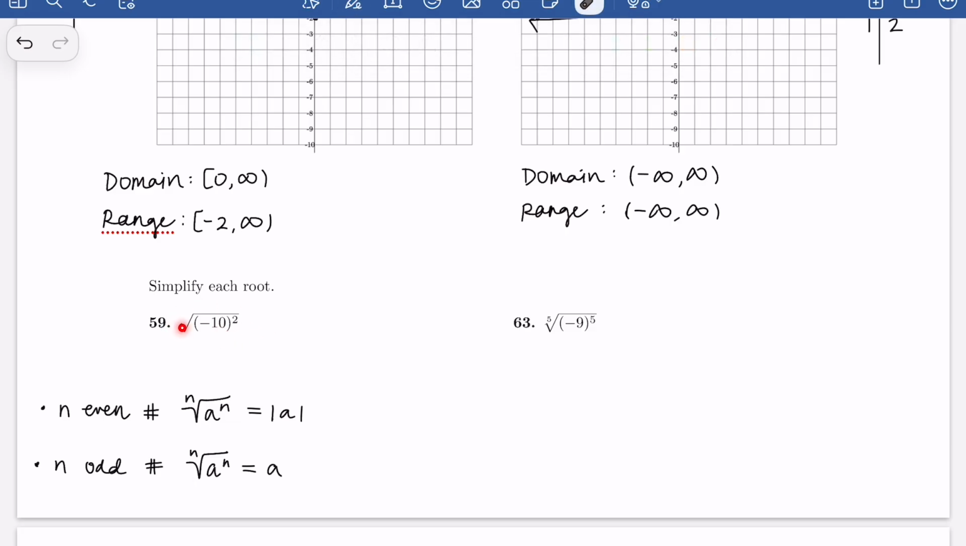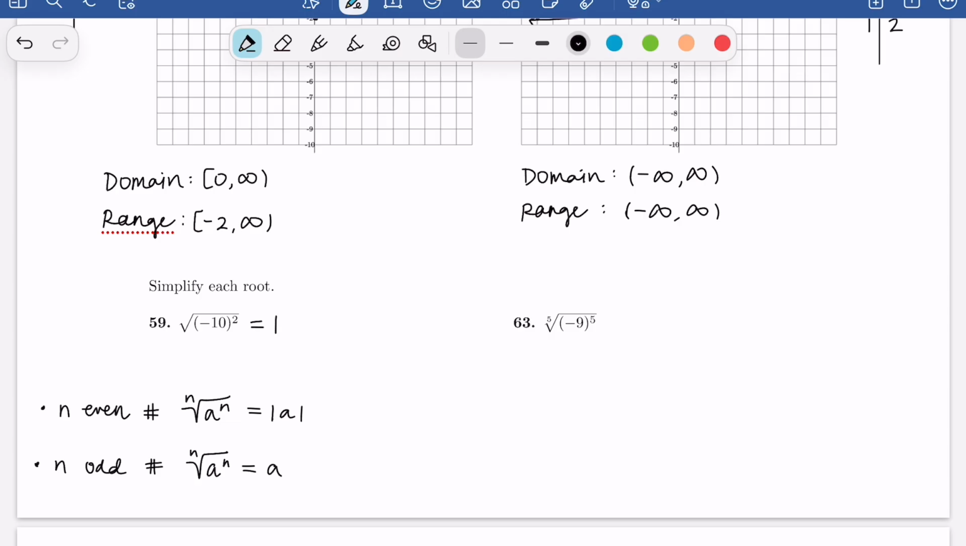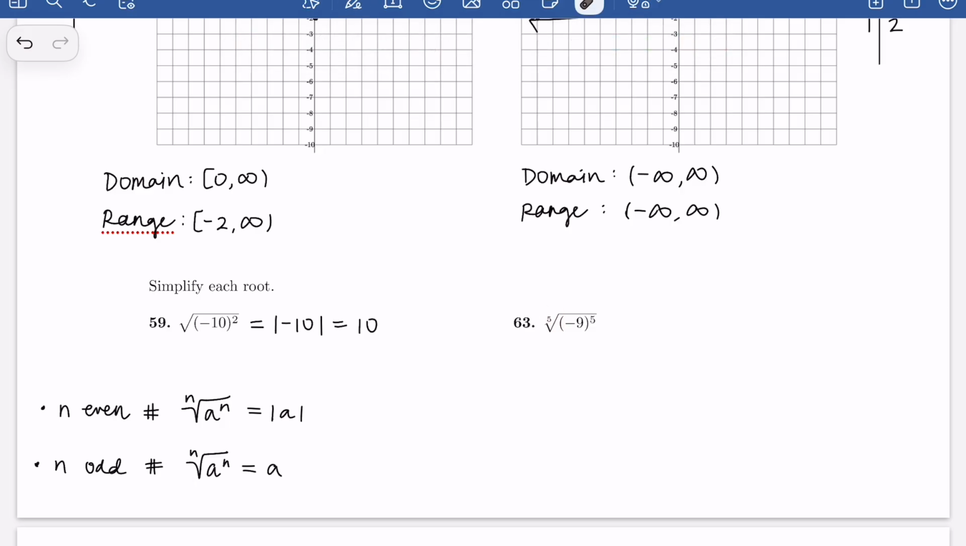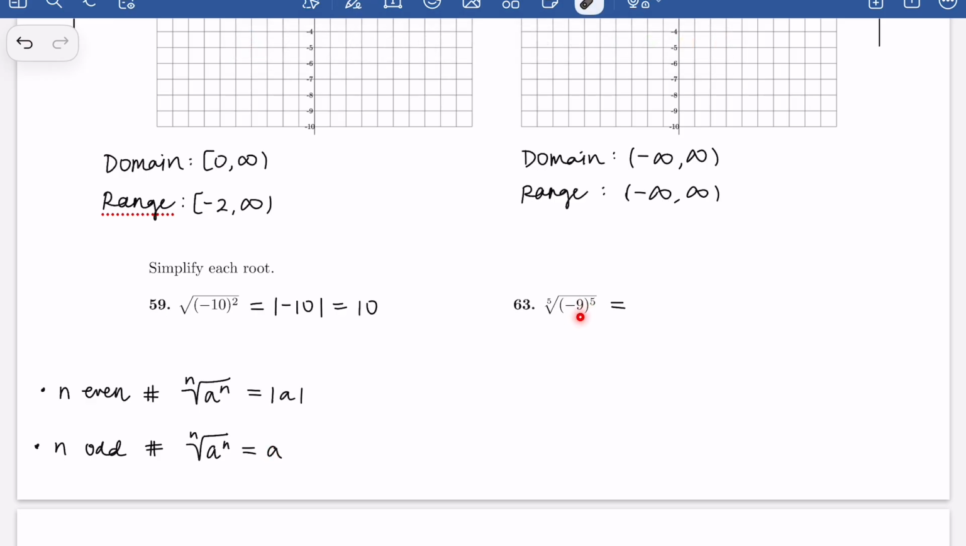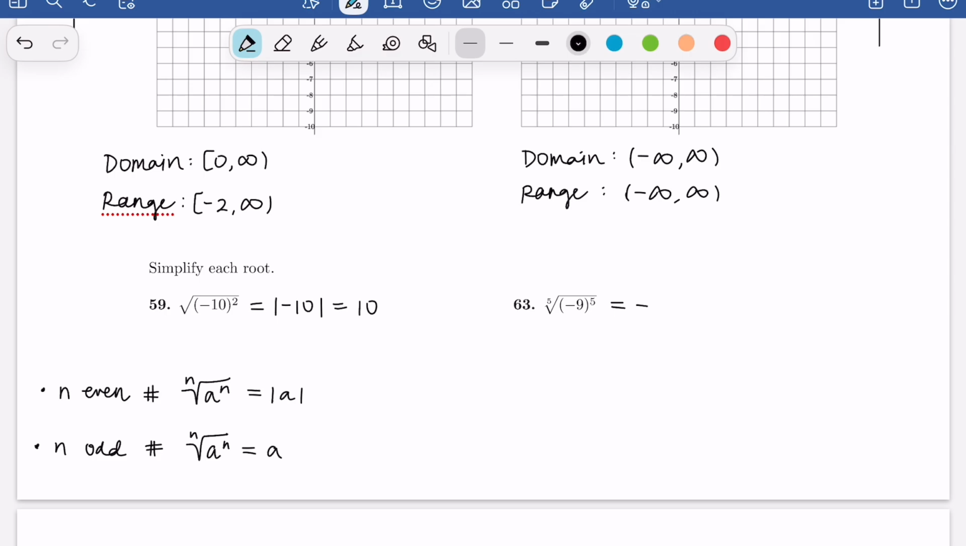In 59, we're taking the square root of -10 squared. So this n here is going to be an even number. So this means that this is just going to be simplified to the absolute value of that number under our root, which is -10. And we know that the absolute value of -10 gives us +10. All right, now on the other hand, for question 63 here, notice we're taking the fifth root of -9 raised to the fifth power. So this n here is odd, so we're going to use this second rule. This entire thing here is just going to simplify to whatever that number is under our radical. In this case, it's going to be -9. So this entire thing is going to simplify to -9.